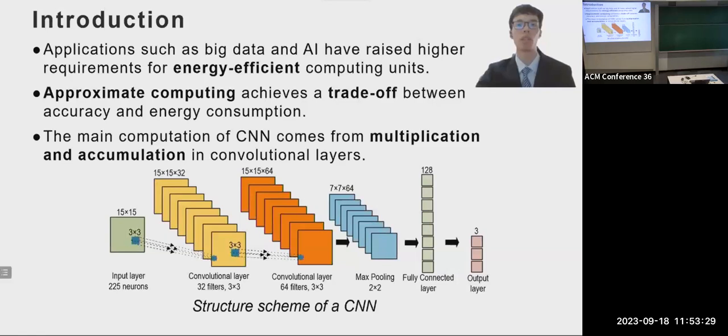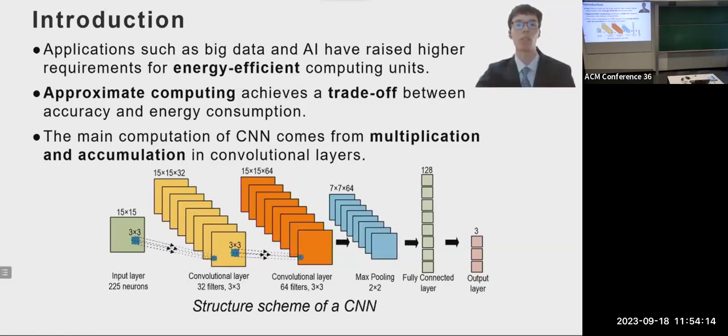With the development of process technology in recent decades, the performance of processors has developed tremendously. However, the rise of applications such as big data and artificial intelligence has raised higher requirements for energy-efficient computing units. At the same time, AI applications such as image classification and speech recognition are error resilient, so it is not always necessary to perform accurate operations when processing data. Therefore, approximate computing, which can achieve a balance between accuracy and energy consumption, is gaining popularity. The most universal artificial neural network is the convolutional neural network.